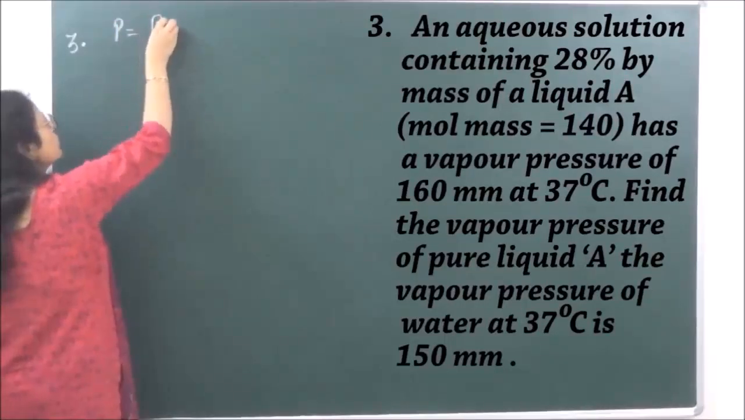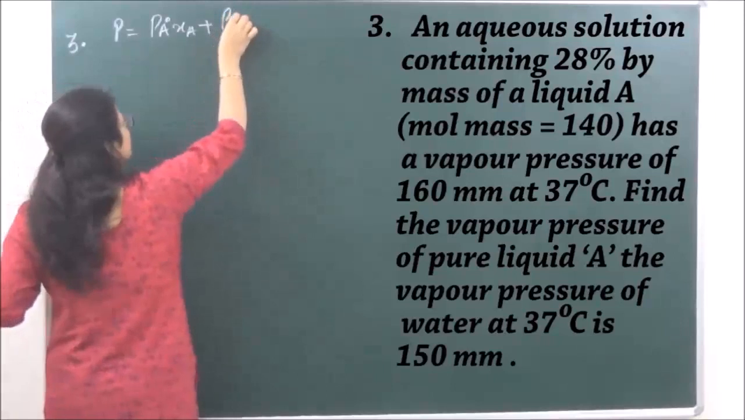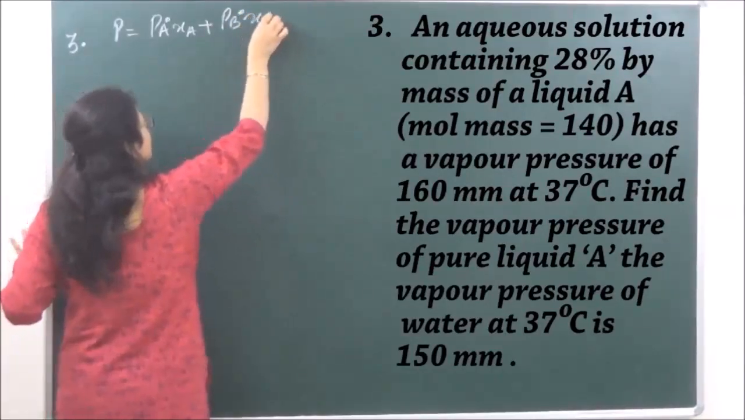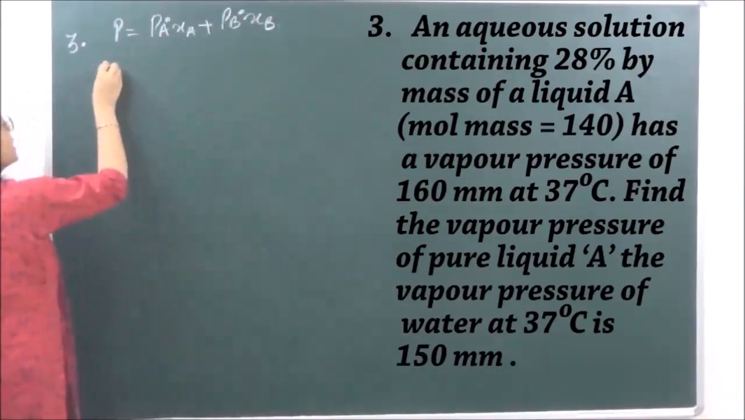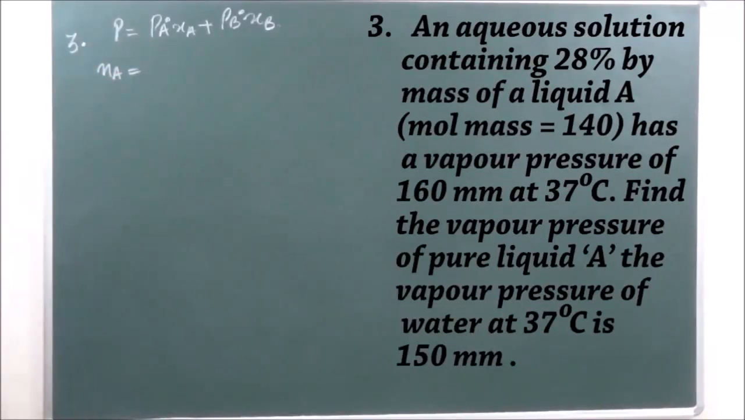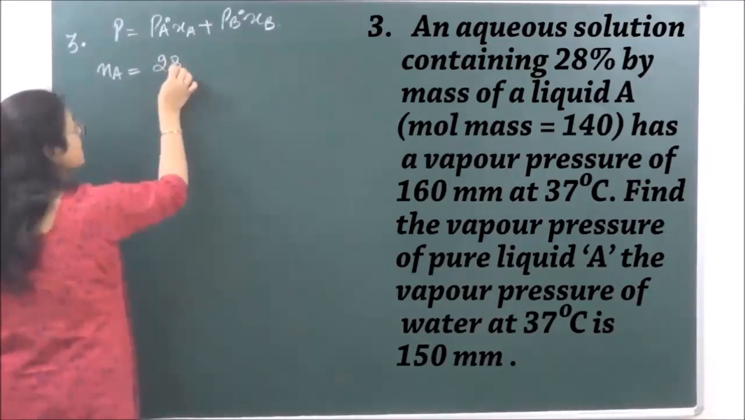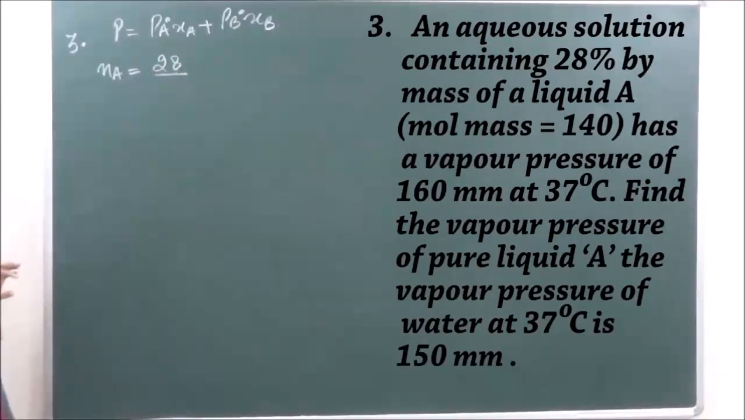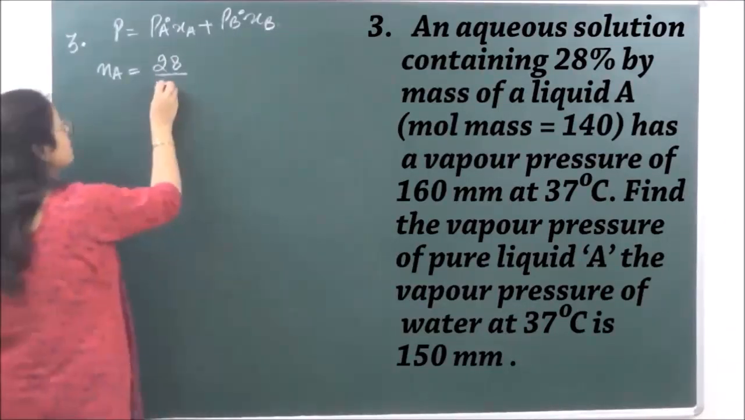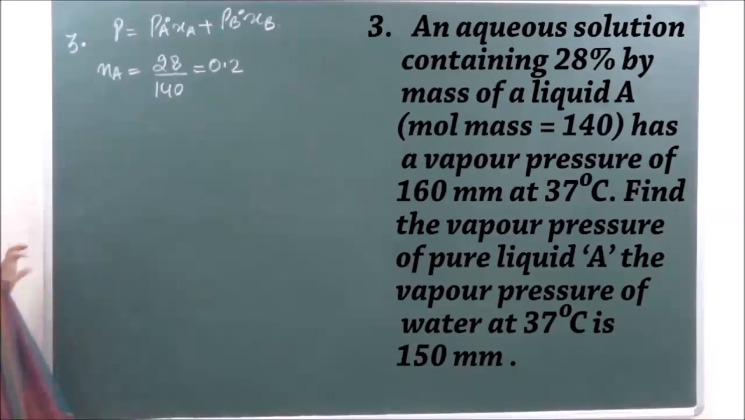P is equal to PA naught XA plus PB naught into XB. For this we have to calculate the number of moles of A first. Number of moles of A, 28% is given, so we can take it as 28 grams. And the molar mass given is 140. So when we calculate this, it comes to 0.2.